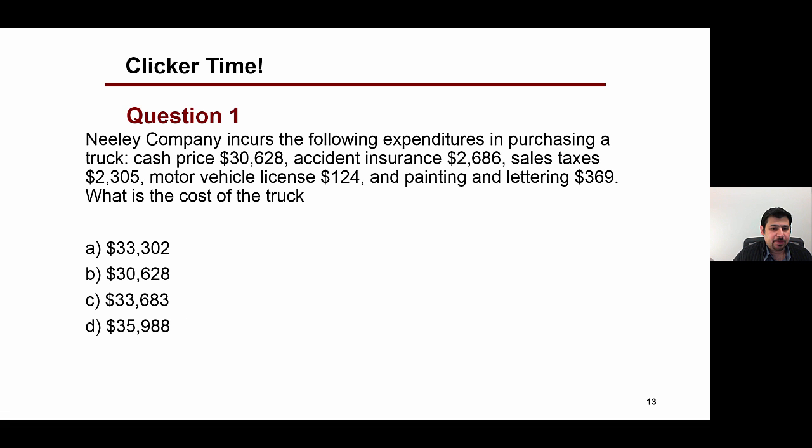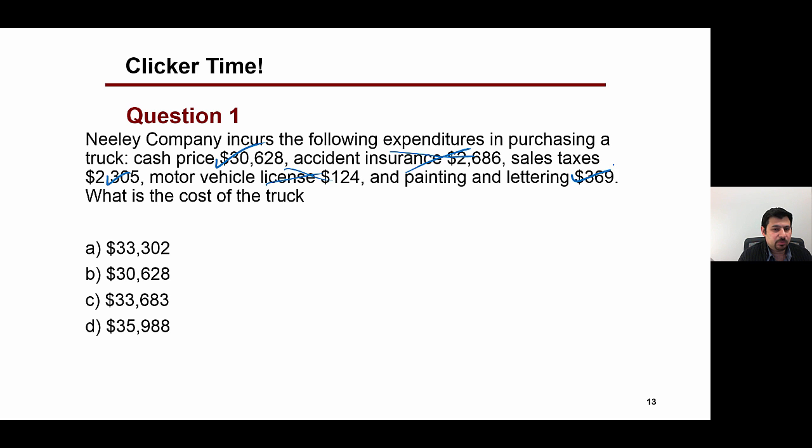Neely company incurs the following expenditures in purchasing a truck: cash price of 30,628, accident insurance 2,686, sales taxes 2,305, motor vehicle license 124, painting and lettering 369. What is the cost of the truck? Here, the company will include the cash purchase price. Accident insurance will not be included, because this is prepaid insurance. Sales taxes will be included. Motor vehicle license will not be included. Painting and lettering will be included.